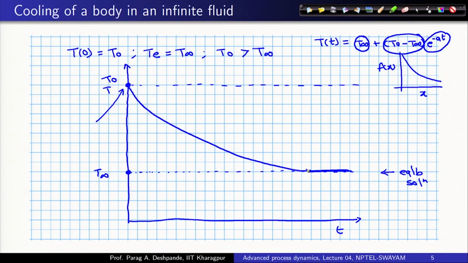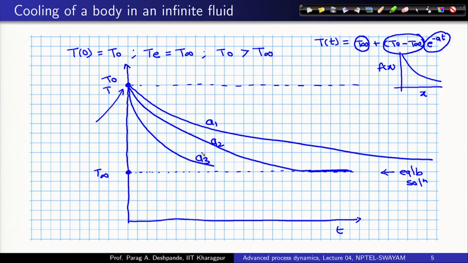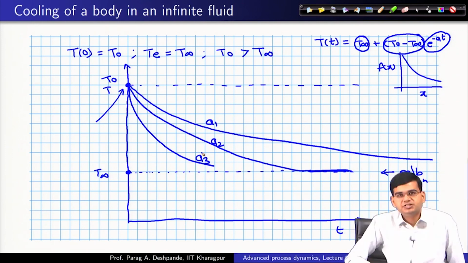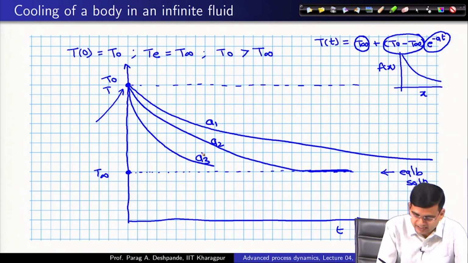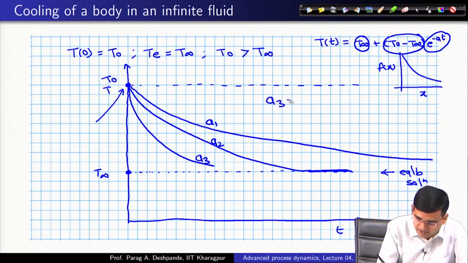This is one of the phase lines. I can have the same starting initial point and different phase lines, all of them would asymptotically go to T infinity and so on. And if this is a 1, this is a 2 and this is a 3, 3 different values for a, then as I said, the magnitude of a will give the quickness of the system to adjust to the new condition, and therefore, in this I can write a 3 to be greater than a 2 to be greater than a 1.